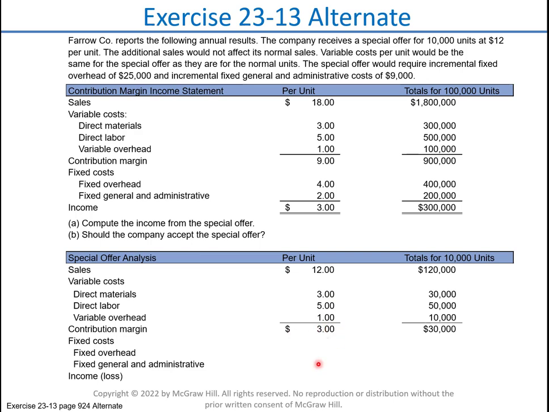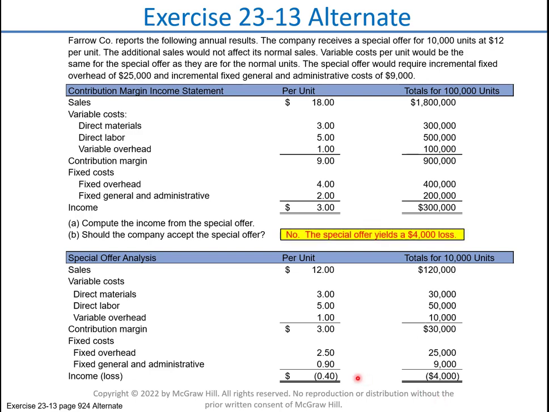Now we need to subtract the incremental overhead. 25,000 incremental for fixed and 9,000 incremental for general and administrative. They will not make money if they accept this special offer, because they're going to have a loss of $4,000, so they would not want to accept this offer.